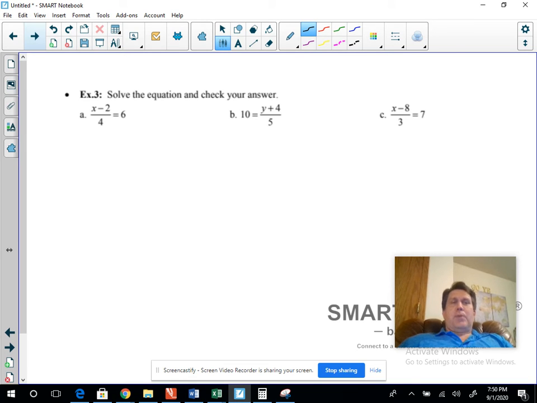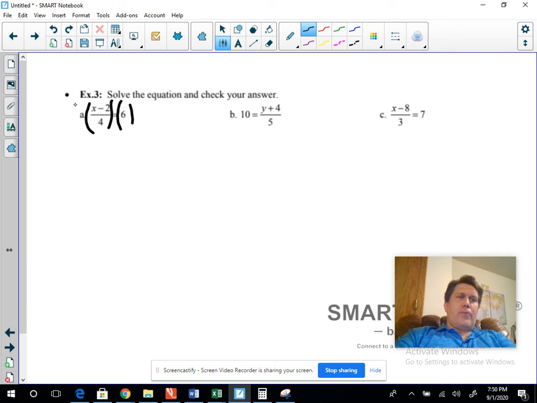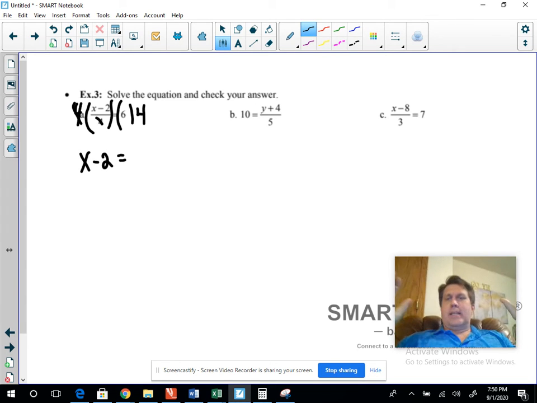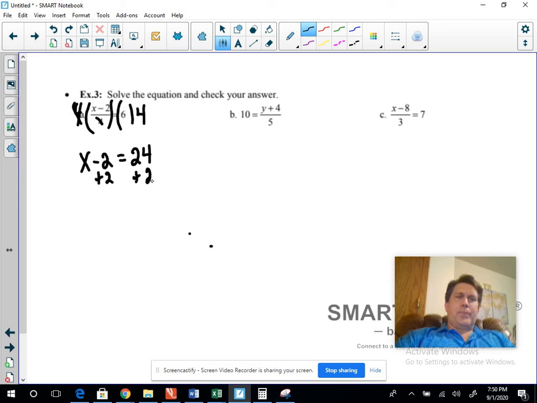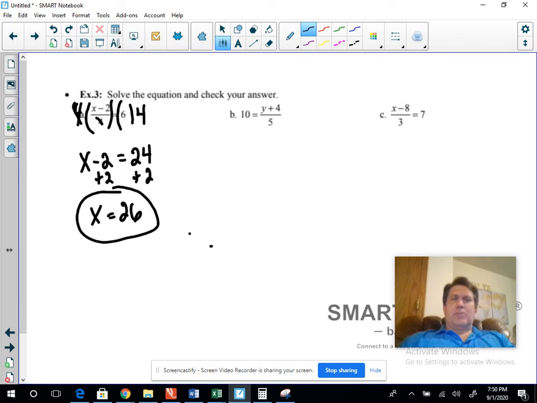Again, two-step equations. Now notice the x minus 2. This one's different than the first ones we did. We can't get rid of the 2 right away. We have to get rid of the 4 because it's all over a fraction bar. So I'm going to multiply by 4 first to get rid of that 4 in the bottom because the 4 is dividing the whole quantity x minus 2. And now we get x minus 2 equals 24. Then we will add 2. We get x is 26.